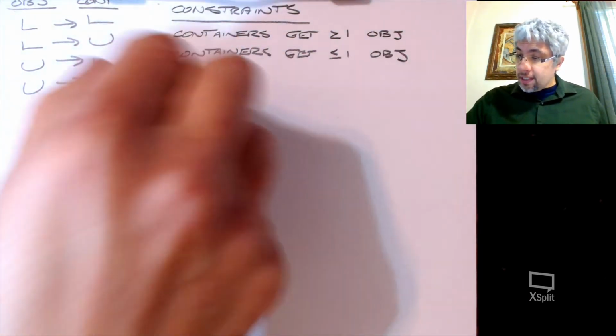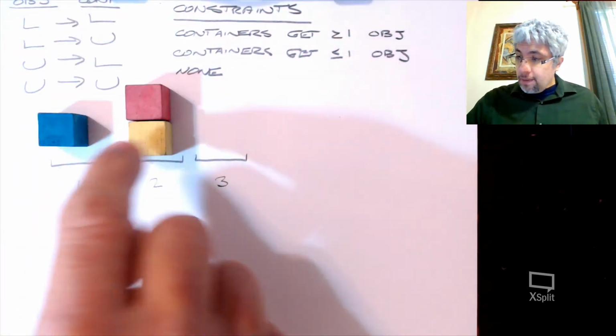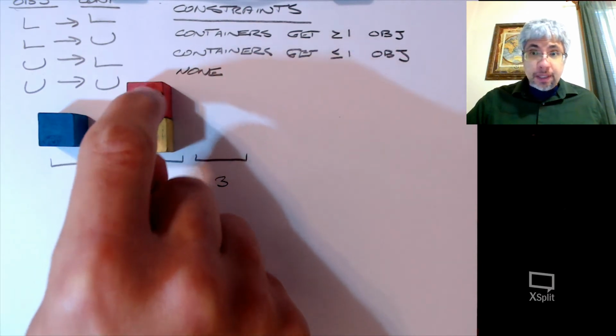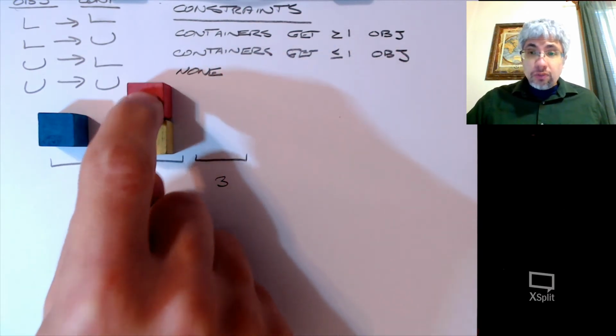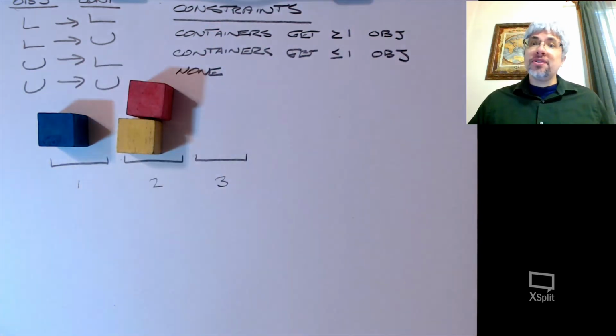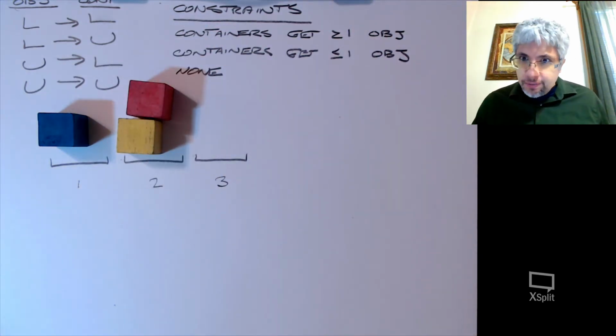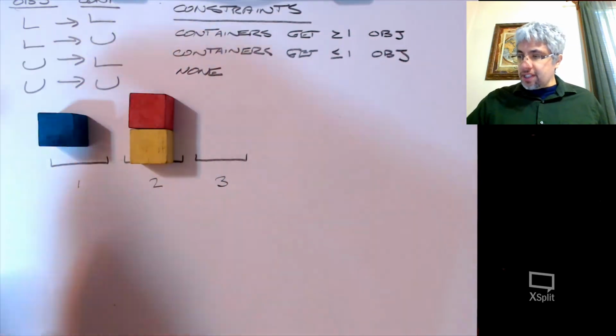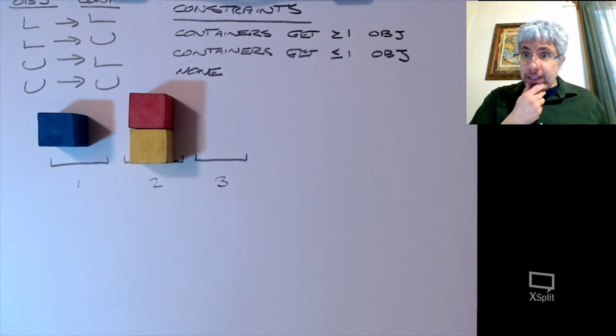Also, this would be different because I can tell the difference between this being blue and yellow here, or red and yellow here, because these red and yellow are distinguishable. We consider them to be labeled. We consider them to be distinguishable. So this is the first case, labeled objects into labeled containers.